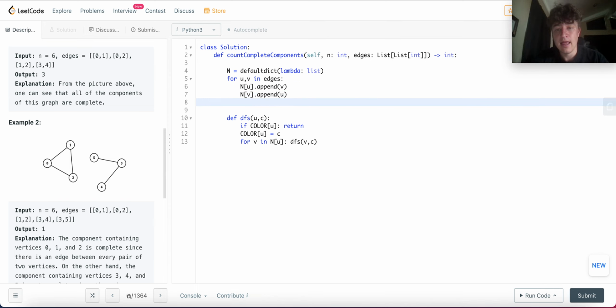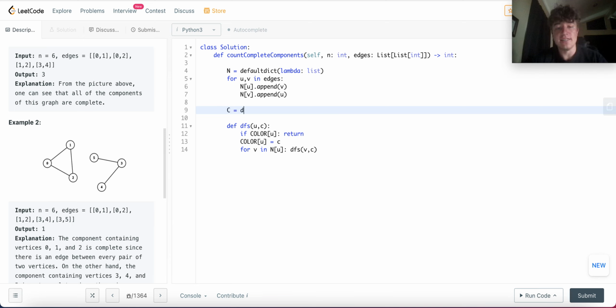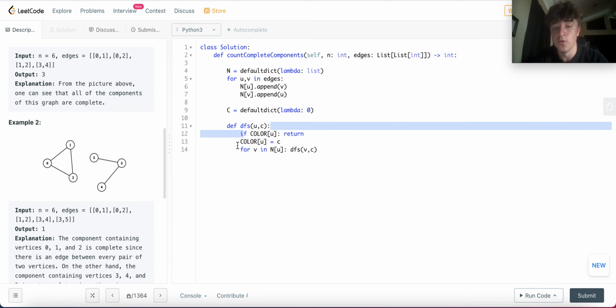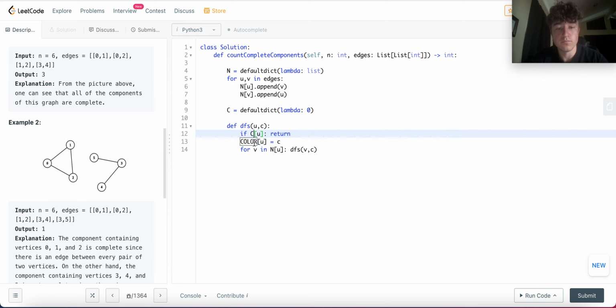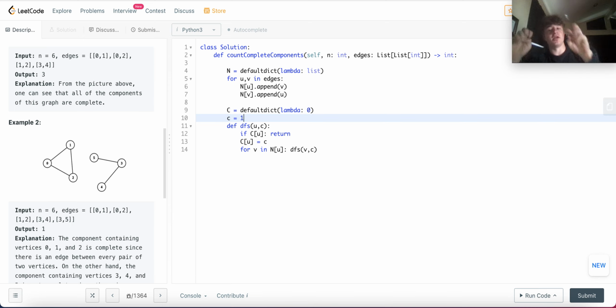And then this color thing, we'll just call it C instead of color. We'll say that the default color is 0. That way, if this is 0, that means it hasn't been colored yet, so this will not return true, and then it'll start coloring it. And then we'll start with a starting color, color 1. Instead of coloring them colors, we'll just color them numbers, but it's the same idea. Before, in the illustration, we colored it a unique color. Now we're just labeling it a unique number.